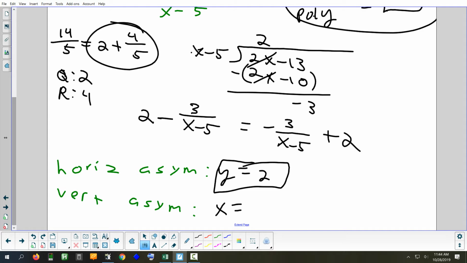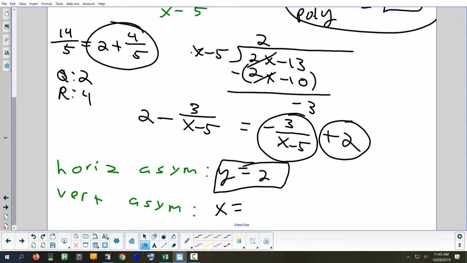Because remember, horizontal, let x get really, really big. Okay, if x is 1,000,000, you're going to have negative 3 divided by 1,000,000 minus 5, which is just a little smaller than 1,000,000. It's like 999,995. It's still dividing by a huge number. So this is going to approach 0. 0 plus 2 is 2. So there's your horizontal, and that you could not see looking at the original problem.